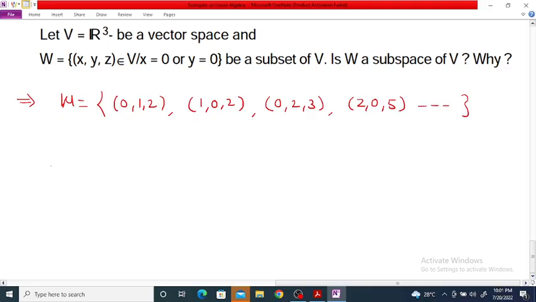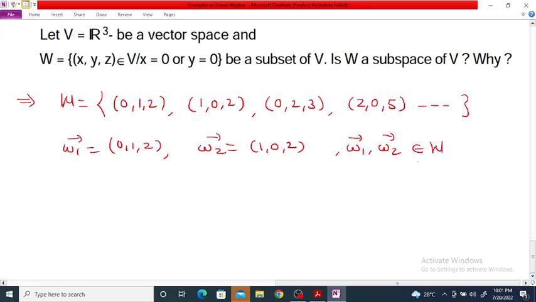So we want to check whether it is a subspace. If we select W1 bar equal to (0, 1, 2) and W2 bar equal to (1, 0, 2), then W1 bar and W2 bar both vectors lie in the set W.